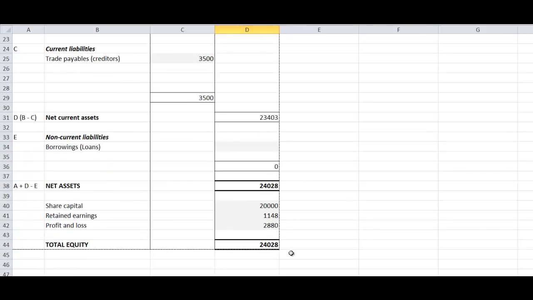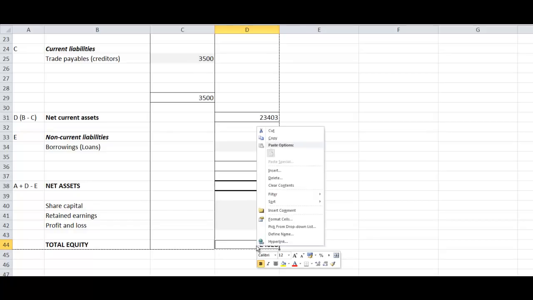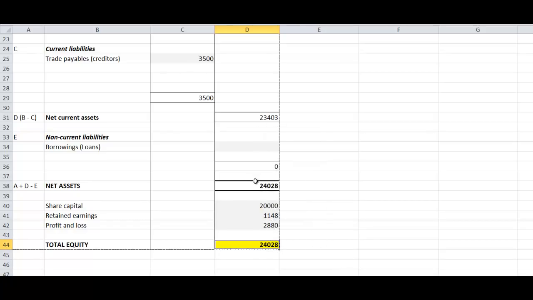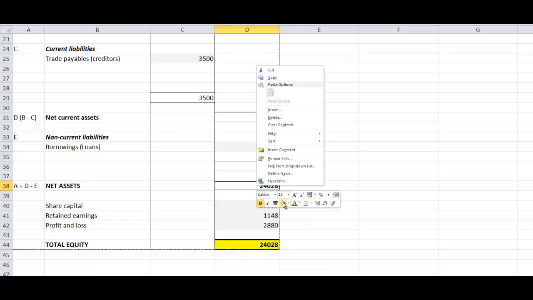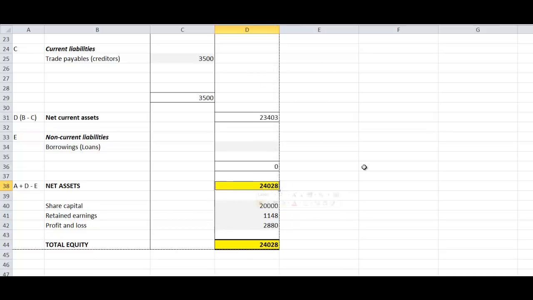Next, we have to put in our share capital of 20,000, our retained earnings of 1148, and our profit and loss of 2880. When we total those three items up, we get £24,028. And you'll notice that this is the same as our net assets calculation, and we know our statement of financial position balances.